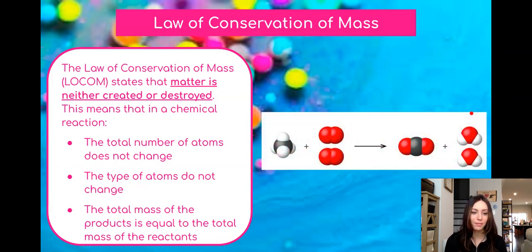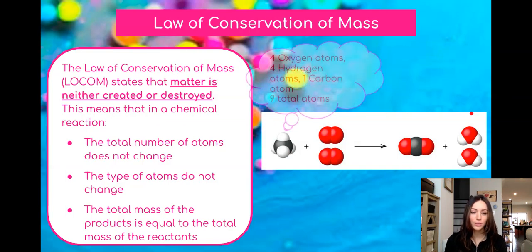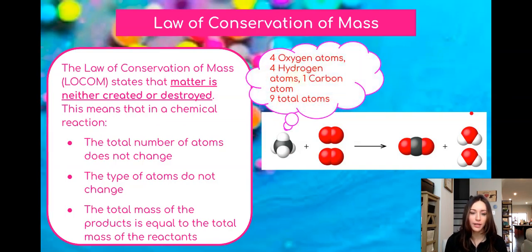Let's look at one more example, our same reaction here. So we can see our methane and our oxygen molecules are our reactants in this reaction. We can see that in those reactants, we have 4 oxygen atoms present, 4 hydrogen atoms, and 1 carbon atom. We can also see that that equals a total of 9 atoms. Now, over the course of this reaction, we know that those bonds will be broken apart. We know that those atoms will rearrange into new substances.